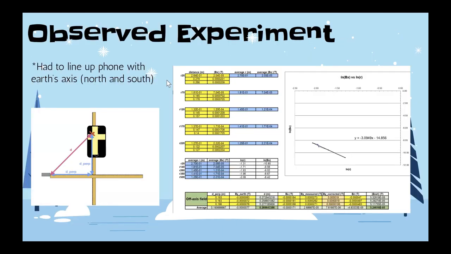So for the experiment, we had to line up the phone with Earth's axis, north and south poles. This is important for the what if and why questions. And then moving the phone around in comparison to the magnet, or the magnet in comparison to the phone, we calculated plugging it into this chart based on the distance. And this equation we'll also use for our calculations.